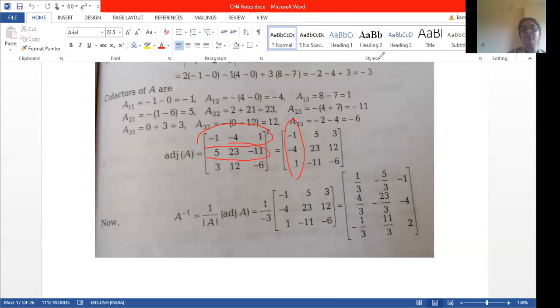Second row to second column. Third row to third column. So this gives you what? Adjoint of A. So adjoint of A will be this, not this one. This is the transpose. Transpose of the cofactors gives you the adjoint.